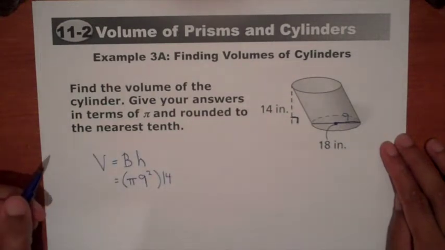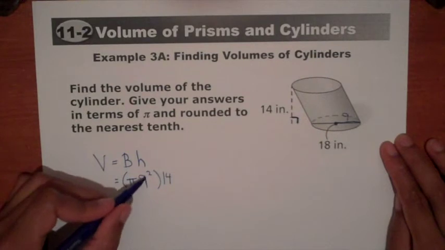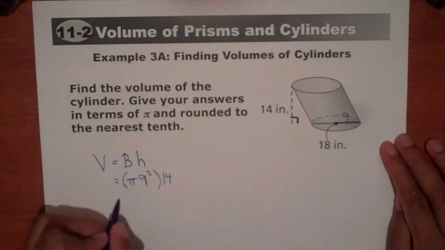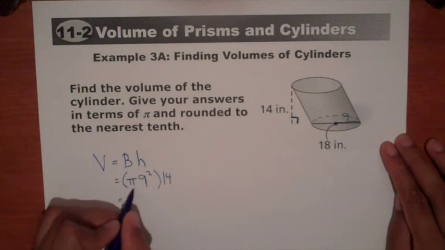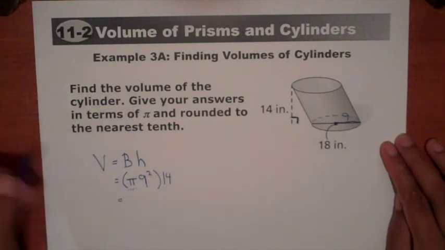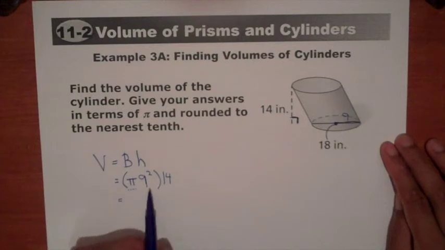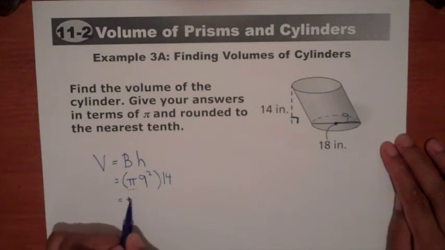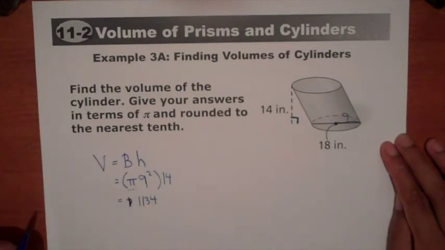Okay, so we're just going to do 9 squared is 81, and then 81 times 14. So I'm not going to multiply out the pi because they said to leave my answer in terms of pi. So don't put that part in the calculator. Just put the 9 squared times 14 in the calculator without putting the pi in. So we're going to get 1134 pi.